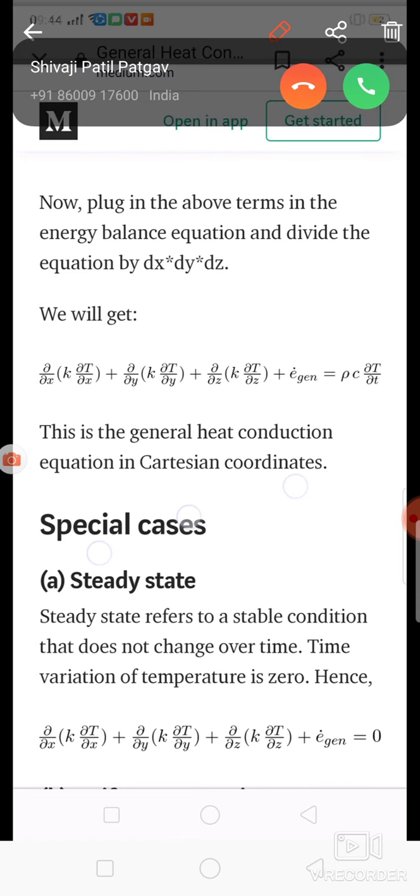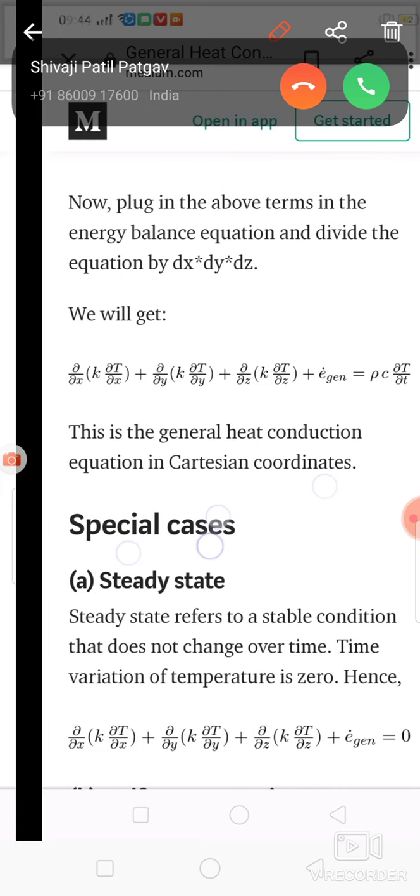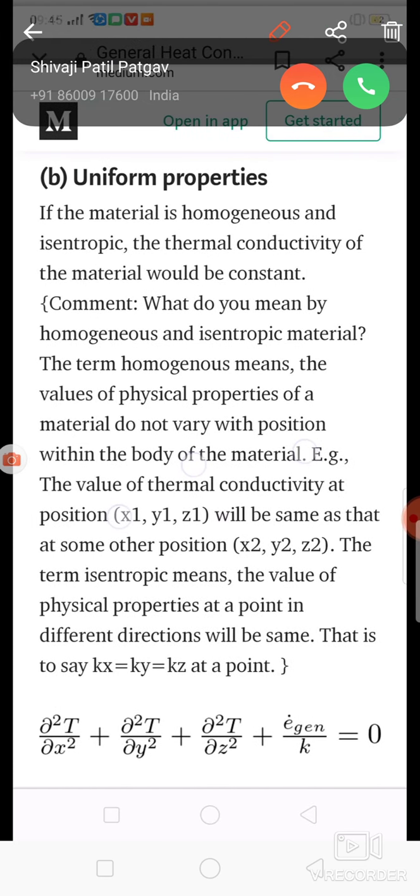That is ∂/∂x of k ∂T/∂x plus ∂/∂y of k ∂T/∂y plus ∂/∂z of k ∂T/∂z plus E dot generated is equal to 0. So this is for the steady state. The last term, rho c ∂T/∂t, becomes 0.